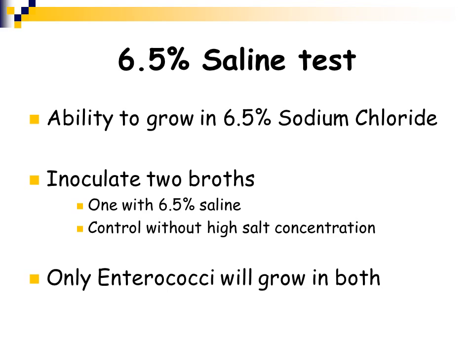6.5% NaCl or saline will allow you to differentiate your Enterococcus from your group D strep. So you have your broth that has 6.5% NaCl in it. You must inoculate two broths. First, you have to have a control broth that doesn't have the salt. This is going to let you know that your organism will actually grow without salt. And then you need your tube with the salt.